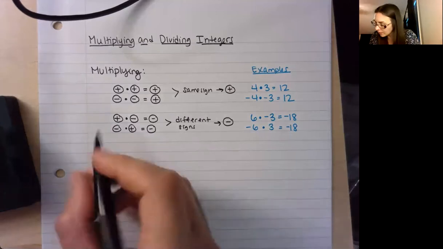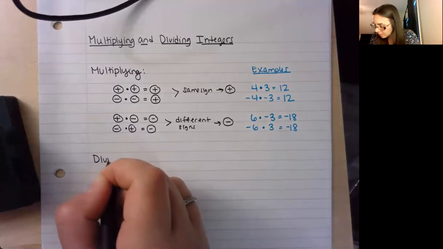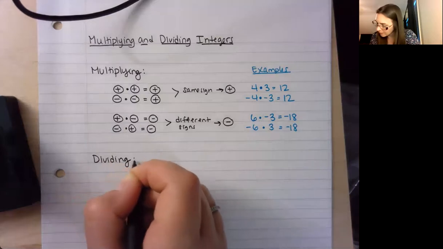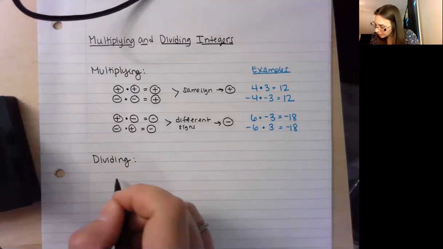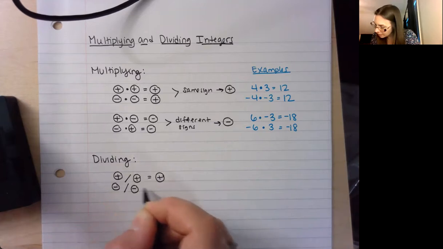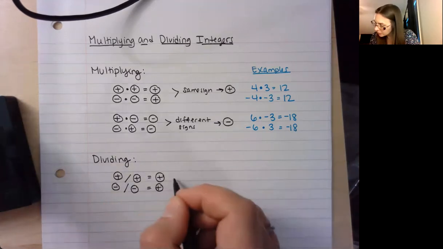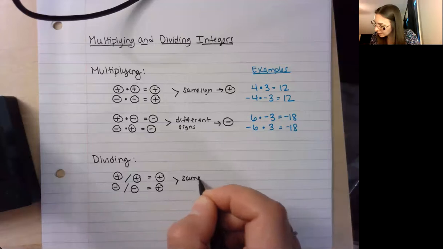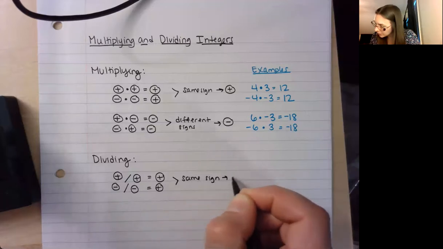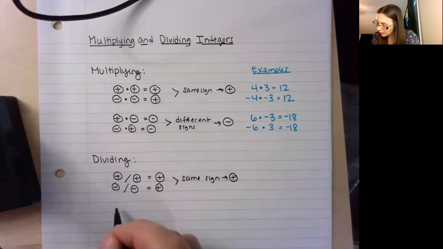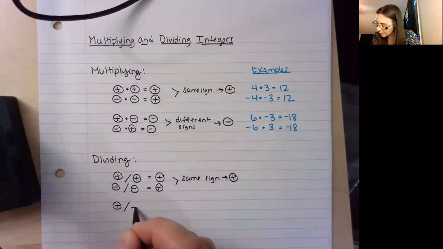And dividing works the same way. So if you have a positive number divided by a positive number, you get a positive answer. You have a negative number divided by a negative number, you also get a positive answer. So if they have the same sign, you get a positive. If you have a positive number divided by a negative, you get a negative. Or if you have a negative divided by a positive, you also get a negative.